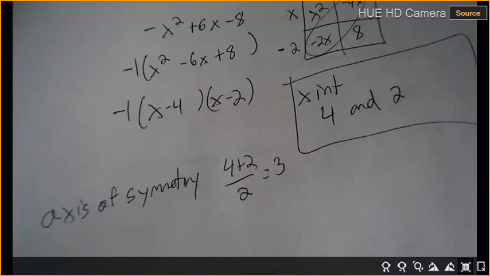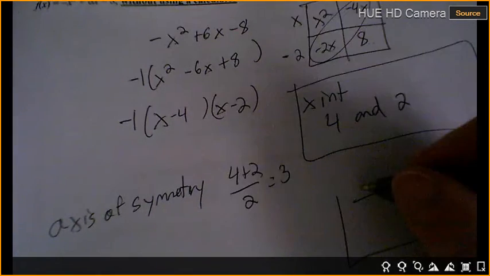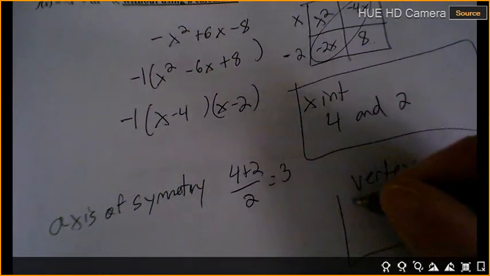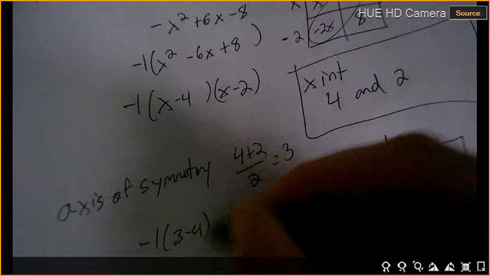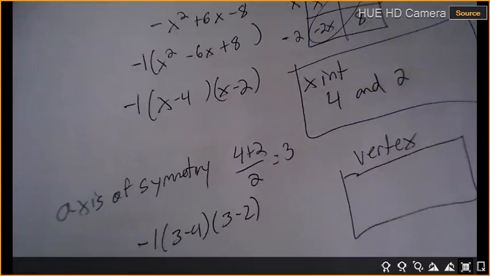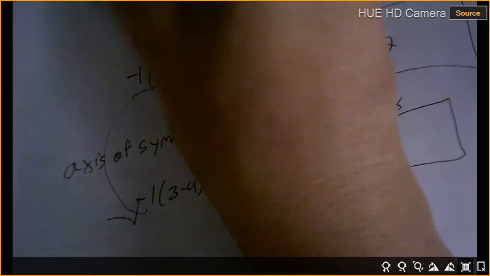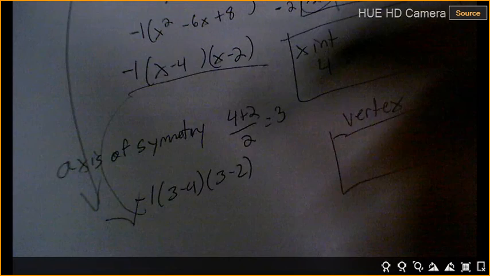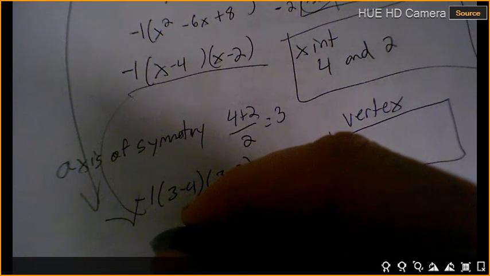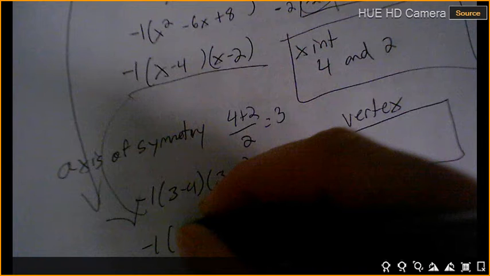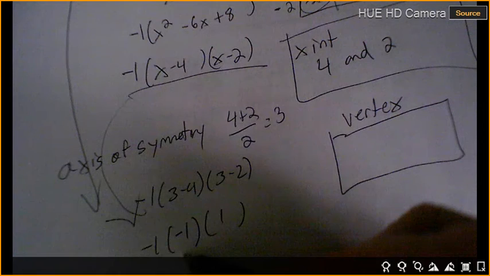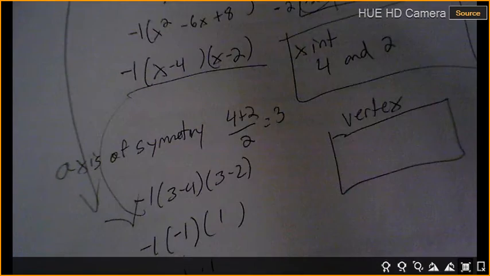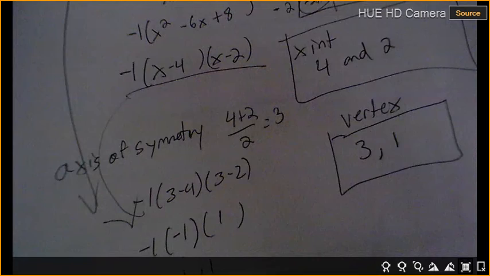Okay, I've got the axis of symmetry, but what I really want is my vertex. So we're going to plug in 3. So I go negative 1 times 3 minus 4 times 3 minus 2, right? Because I've got to put this down here exactly. I could have plugged it into my original problem too. That would have been fine. So it's negative 1 times negative 1 times 1. A negative times a negative is a positive. 1 times 1 is 1. So I get 3 comma 1 for my vertex.